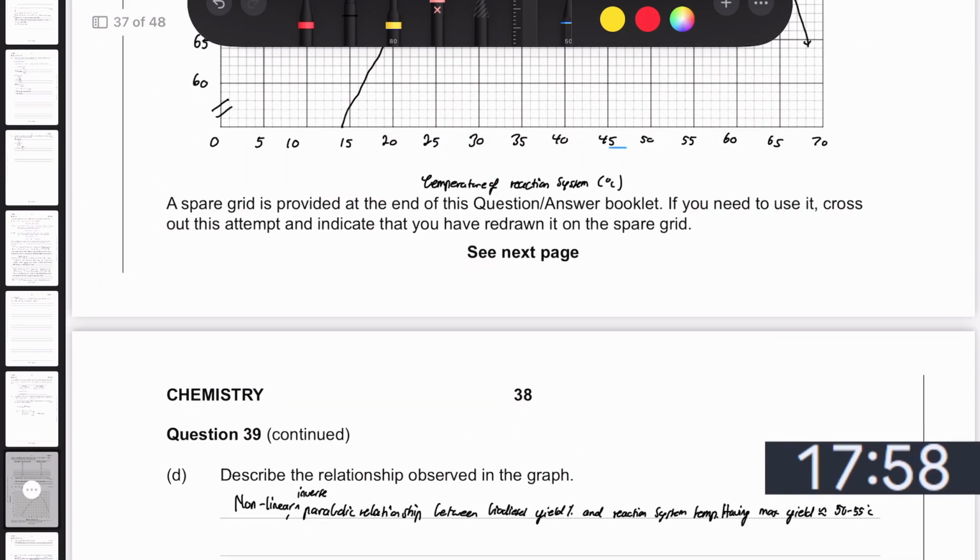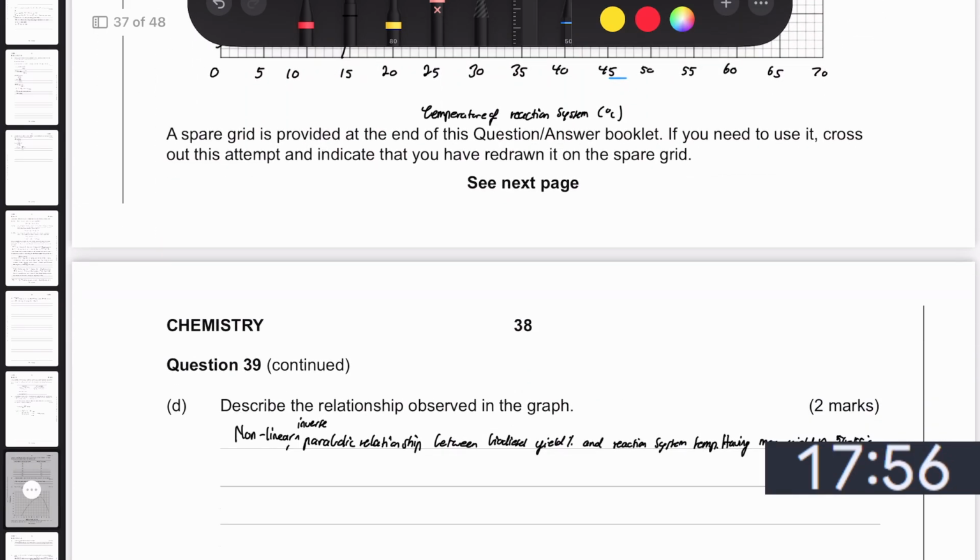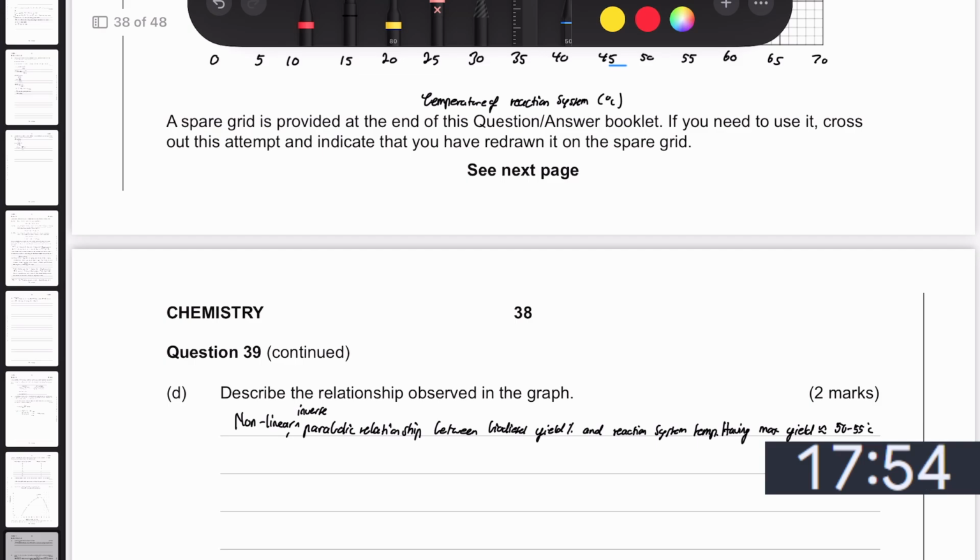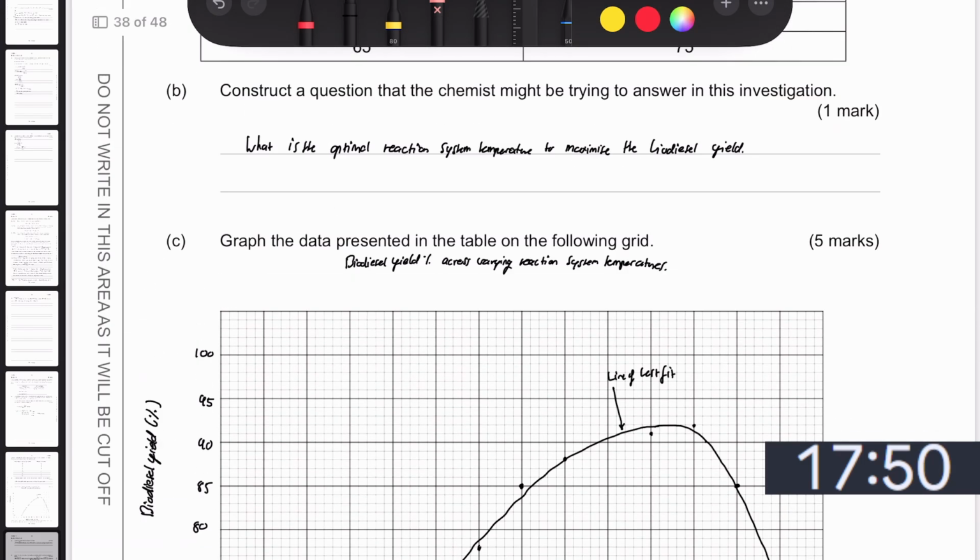Describe the relationship observed in the graph. Inverse parabolic relationship. I don't think that's a nice explanation. Oh well. Okay, I'm gonna end it here and I'm gonna mark. So I'll see you guys in like a second for you, but like probably about an hour for me.